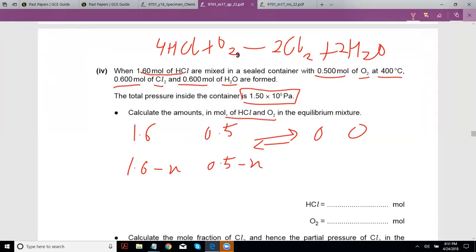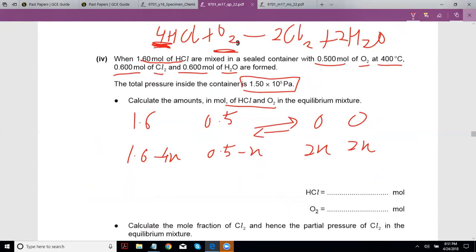So HCl is going to be 1.6 minus 4x, because उधर 4 ले रहा है. The reason being it's consuming 4 moles to go to the other side. इधर बस एक ही है, and 2x of Cl2 is formed, and 2x of H2O is formed. Using that, you solve.